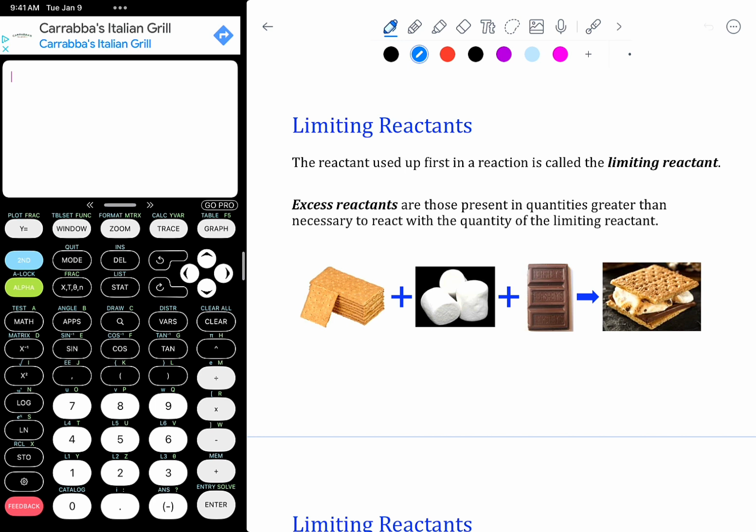And so our limiting reactant there is going to be our chocolate, because once we run out of chocolate, what good is a s'more? So we're done making them. Our reaction, our creation of s'mores, is over.